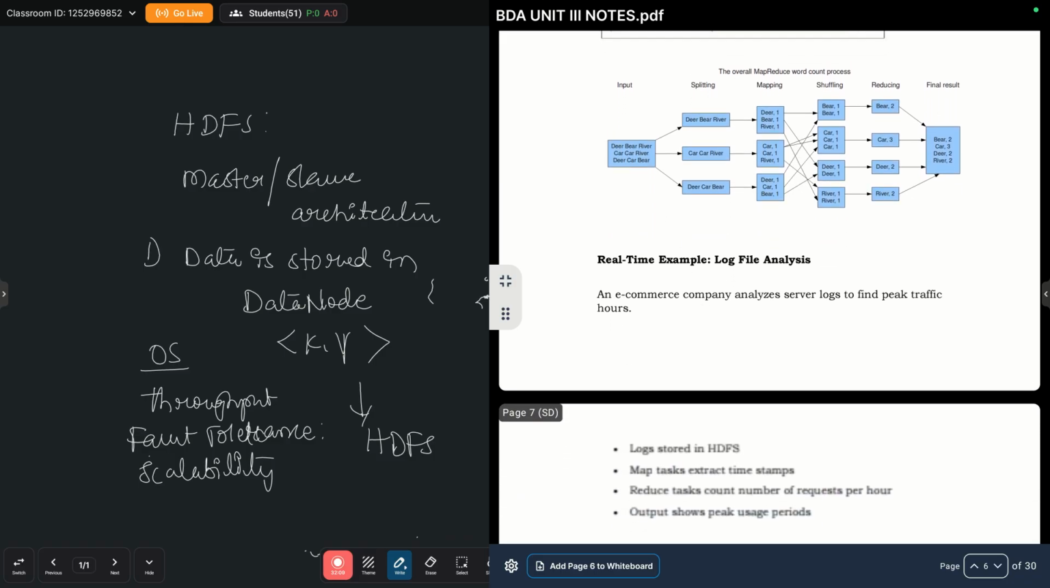We have an input file like this: Deer, Bear, River, Car, Car, River, Deer, Car, Bear. So this is the input file, just an illustrative example. Next, Scoop. Scoop also.